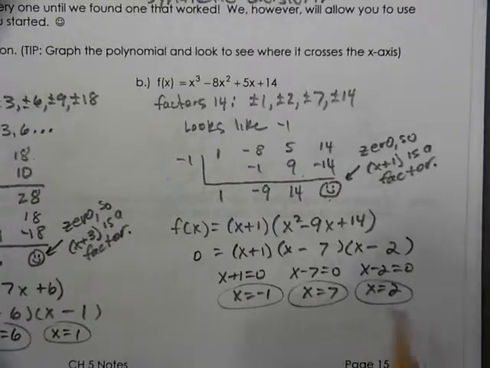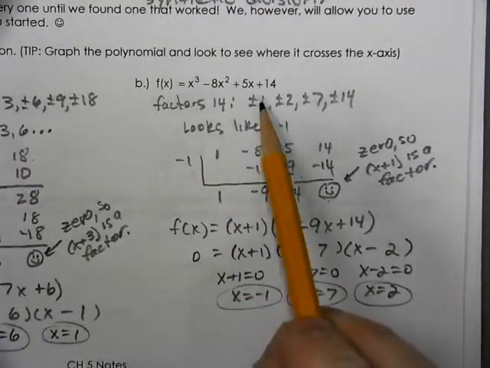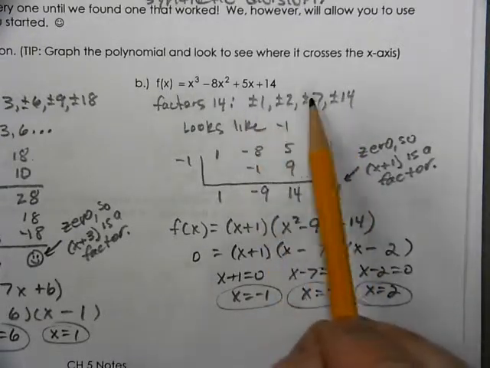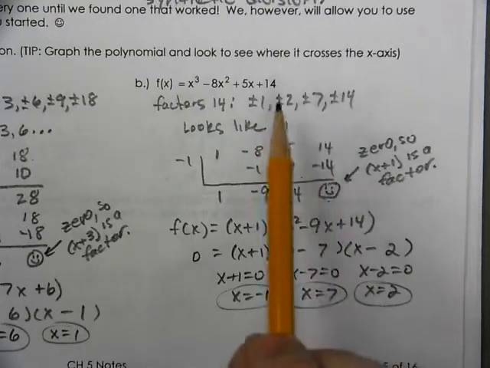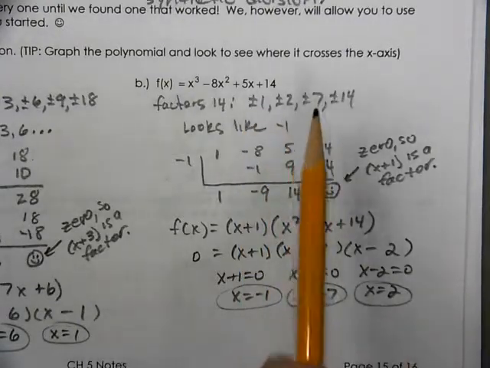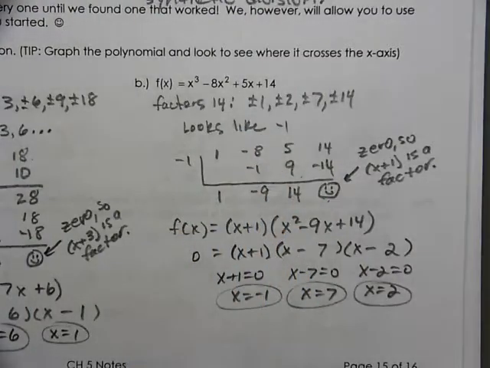We only use our graphing calculator to help us not have to completely randomly check these. But even if we didn't have our graphing calculator, we would start with one of the ones and then move on to the twos and then the sevens. Eventually we're going to hit it. We're going to find one that would work.